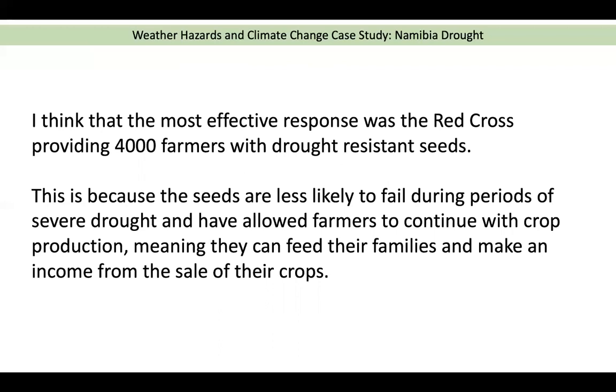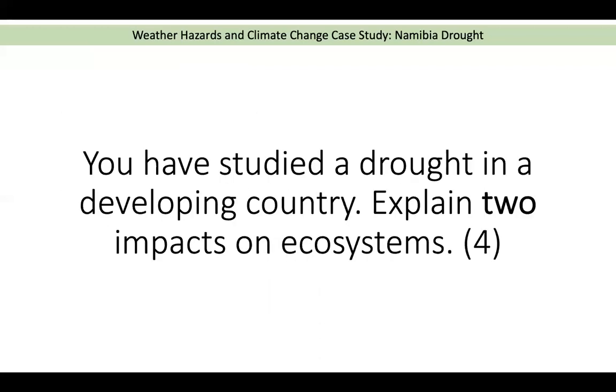Now, what type of exam question might you be asked relating to drought for this part of the course? Well, here's an example of a 4-mark question. You have studied a drought in a developing country. Explain 2 impacts on ecosystems. So I want you to copy that question out, and I want you to highlight or underline any keywords that you think you need to understand to be able to answer this question successfully. Take 1 minute to do that. Pause the video, off you go.